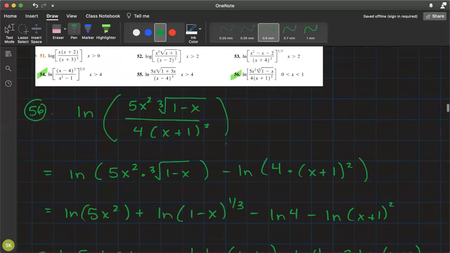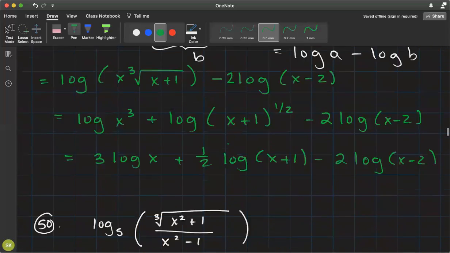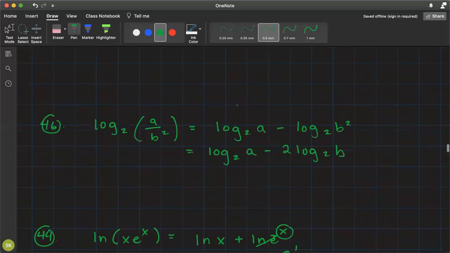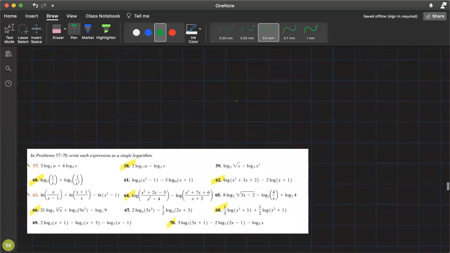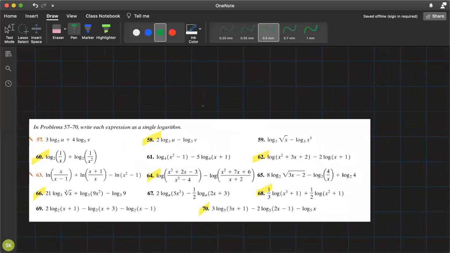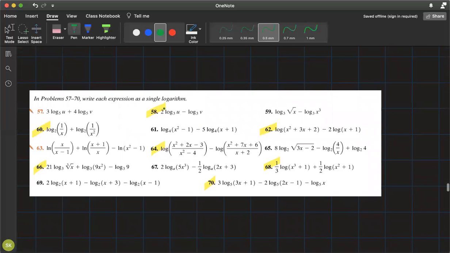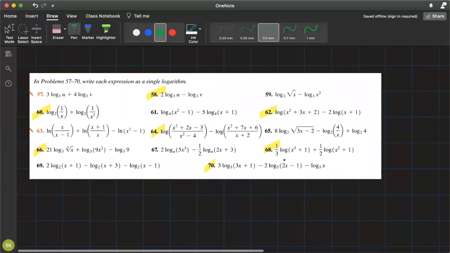Okay, so that takes care of all these problems. The next thing we're going to do is we're going to look at some problems where we actually have to do the opposite. So I'm going to give you things that have been expanded, and I want to condense them back into a single log. So let's see what we have here. Okay, the first couple will be easy. I'm going to do the ones in yellow, and then the other ones will be a little more difficult.